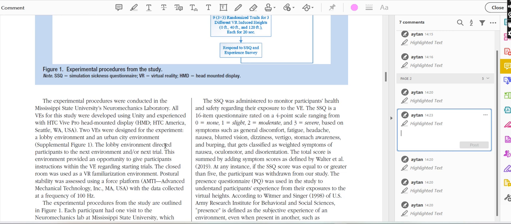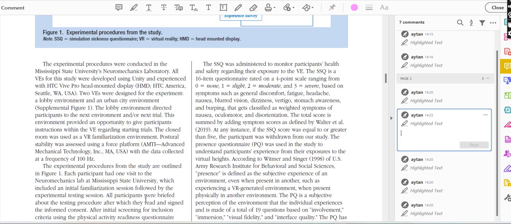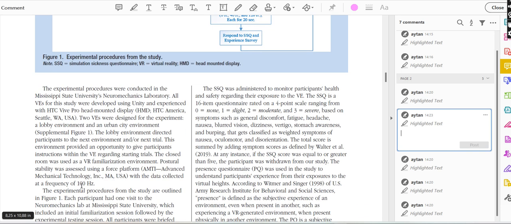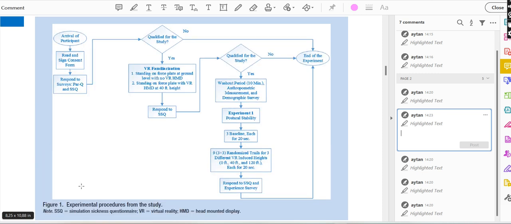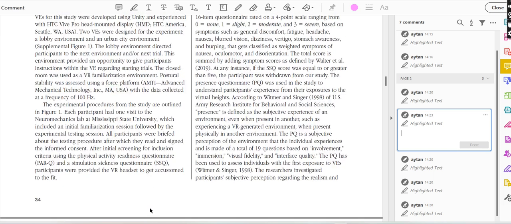Postural stability was assessed using a force platform with the data collected at a frequency of 100 Hz. The experimental procedures from the study are outlined in Figure 1. Each participant had one visit to the neuromechanics lab at Mississippi State University, which included an initial familiarization session followed by the experimental testing session. All participants were briefed about the testing procedure, after which they read and signed the informed consent.